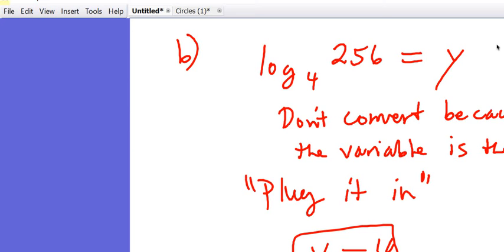All right, in this problem, we've got log base 4 of 256 equals y. In this case, don't convert because the variable is the exponent. In other words, all I have to do is plug it into the calculator and I will get my answer.